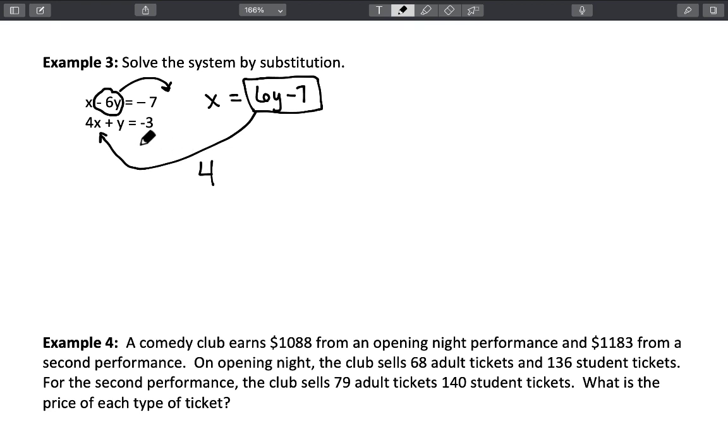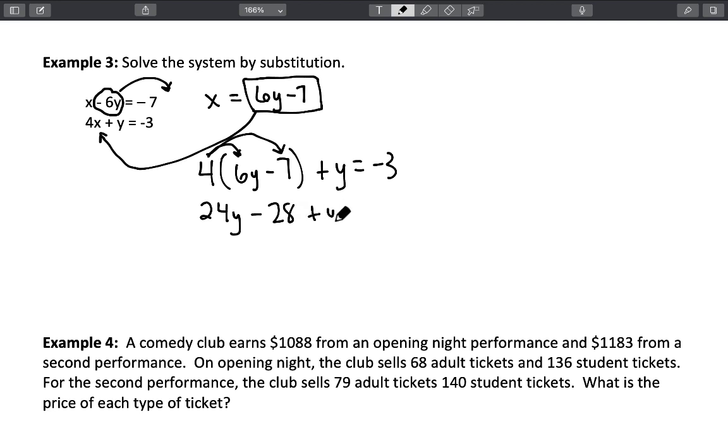So let's write that second equation now only in terms of y. So 4 times 6y minus 7, because that's what the value of x is equal to, plus 1 more y is equal to negative 3. We just follow that equation and substitute in that expression. Now to simplify, I need to distribute my 4 in. So I have 24y minus 4 times that 7, which is 28, plus y is equal to negative 3.